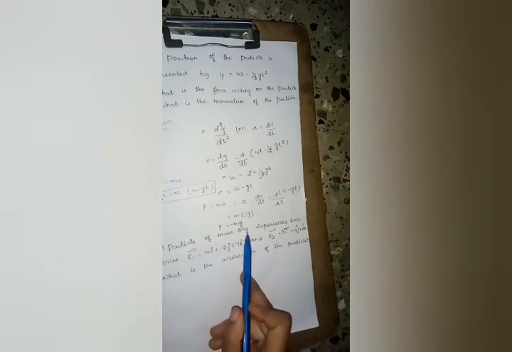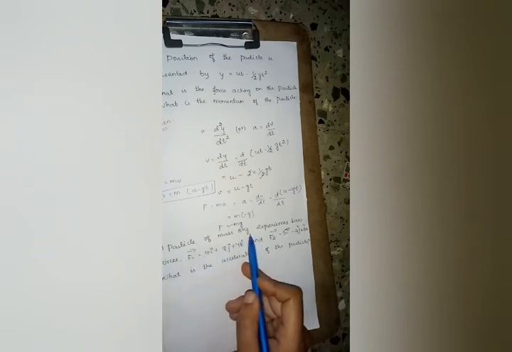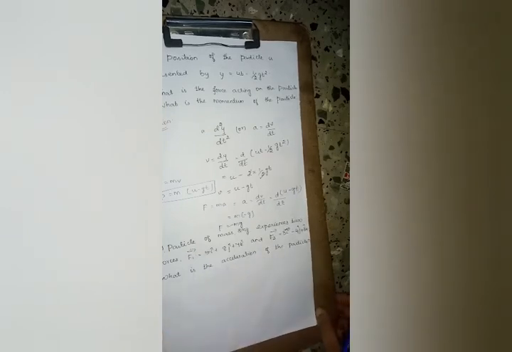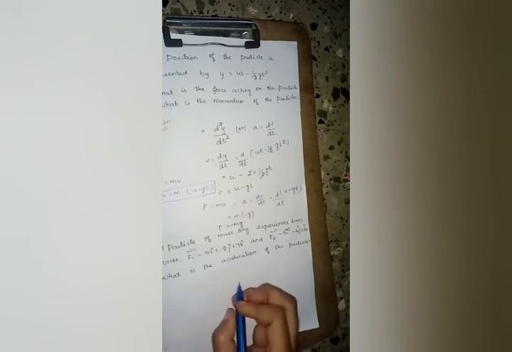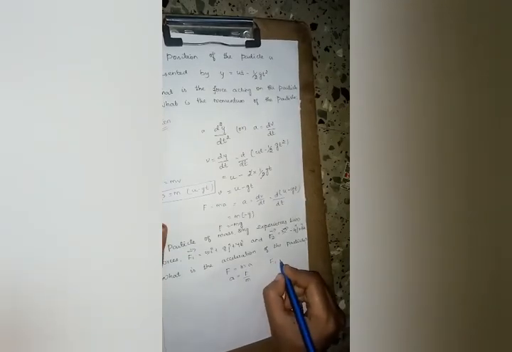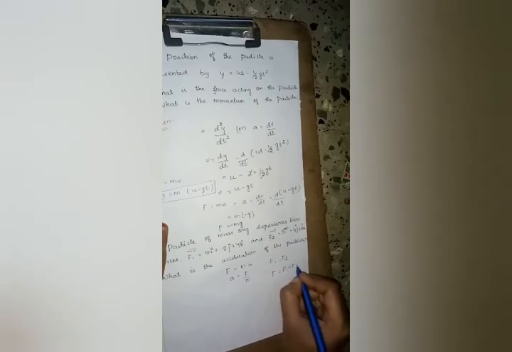The next problem we are going to discuss: a particle of mass 2 kilogram experiences two forces, F1 vector and F2 vector. What is the acceleration of the particle? We know Newton's second law, F is equal to ma, so acceleration a is equal to F by m. Here they have given two forces, F1 and F2. So the net force, which means the total force, F is equal to F1 plus F2.